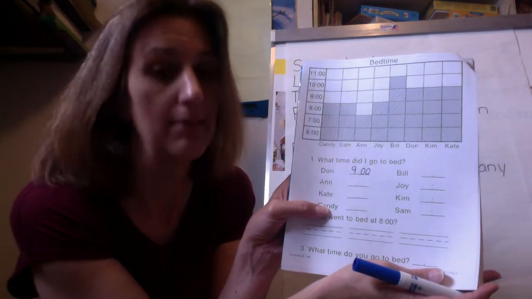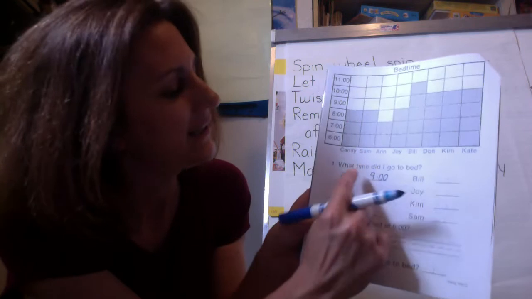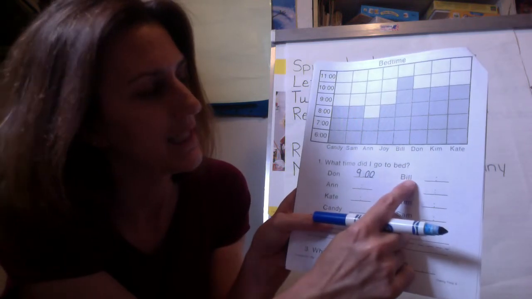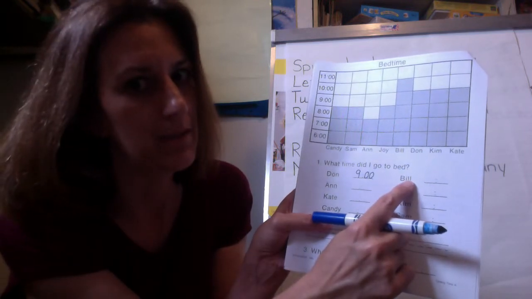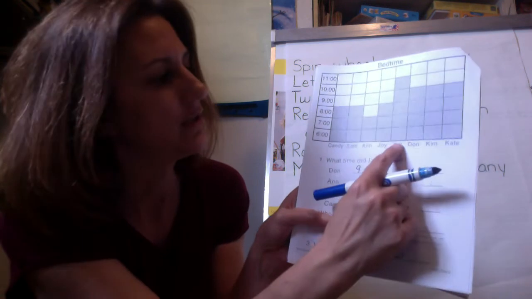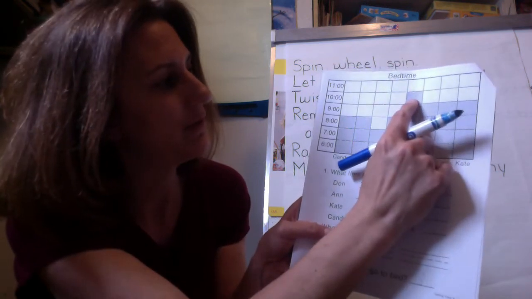Okay, to me, if that's a first grader, that's kind of late. But maybe it's an adult, so I don't know. I can't say anything. Okay, let's look at the next person. The next person is Bill. Bill goes to bed the latest. This is crazy. So if I go up Bill, what time does Bill go to bed?